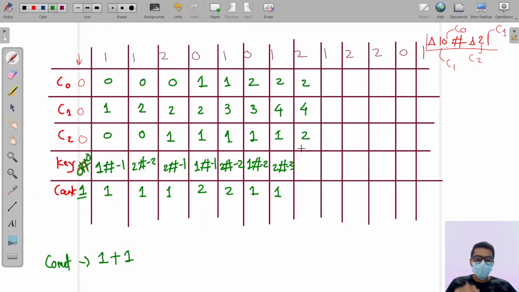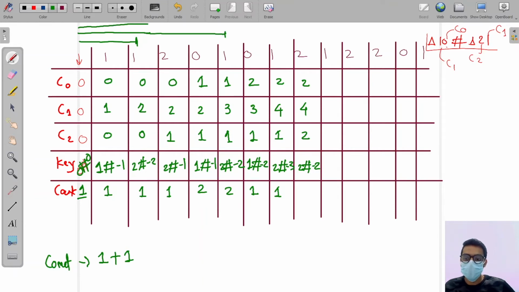Okay, now we need to again find the key. That key is 4 minus 2, that means 2 sharp, 2 minus 1, 2 minus 4, that means minus 2. Is this key repeated? Yes, it is repeated two times in the previous. At the first time we got this key at this point. So from this point to this point, from this point to this point, and from this point to this point, we got the same key.